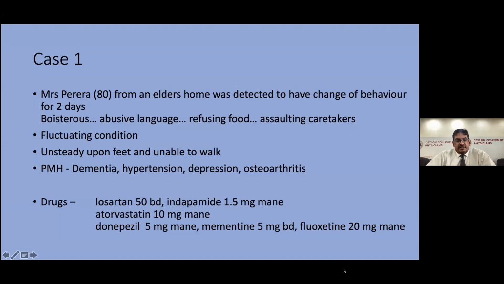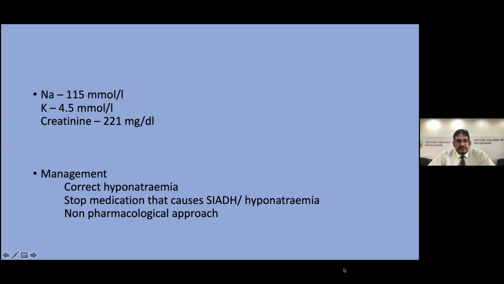The patient is on many medications, including losartan, indapamide, which is a thiazide diuretic, and atorvastatin. She's on 2 drugs for dementia, donepezil and memantine, and also fluoxetine for her depression.